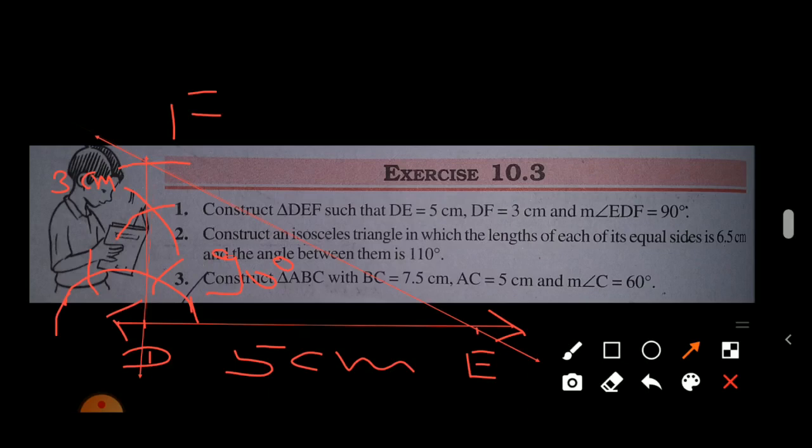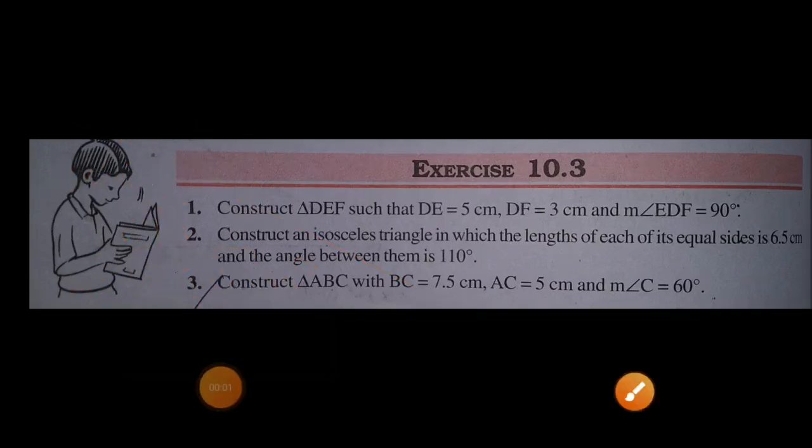This is the solution of question number 1, in which DE equal to 5 centimeter according to the question, DF equal to 3 centimeter according to the question, and measurement of angle EDF, that is EDF, 90 degree. Now we are going to solve the question number 2. Construct an isosceles triangle in which the length of each of its equal sides is 6.5 centimeter and the angle between them is 110 degree.